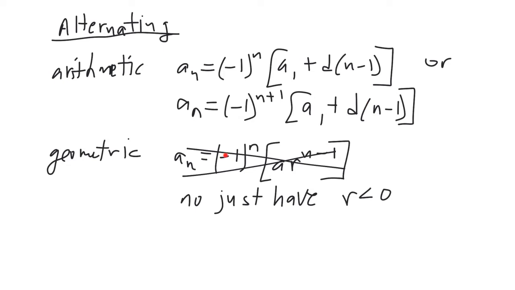You might think you'd do the same thing for geometric and put a negative 1 to the n in front, but that's really not necessary because you just have to have the R value be less than 0, and it will automatically alternate because of the power here being an odd and an even number.